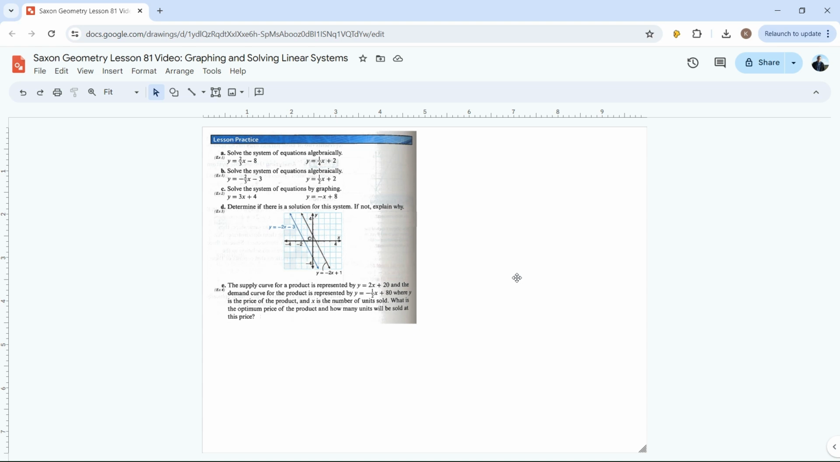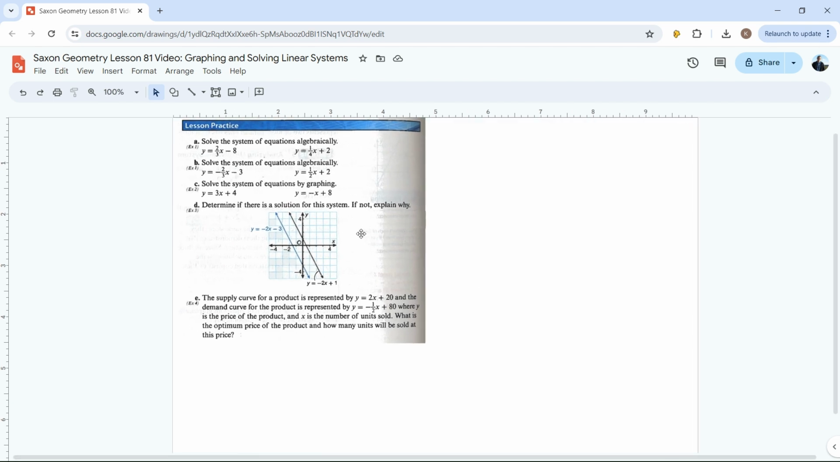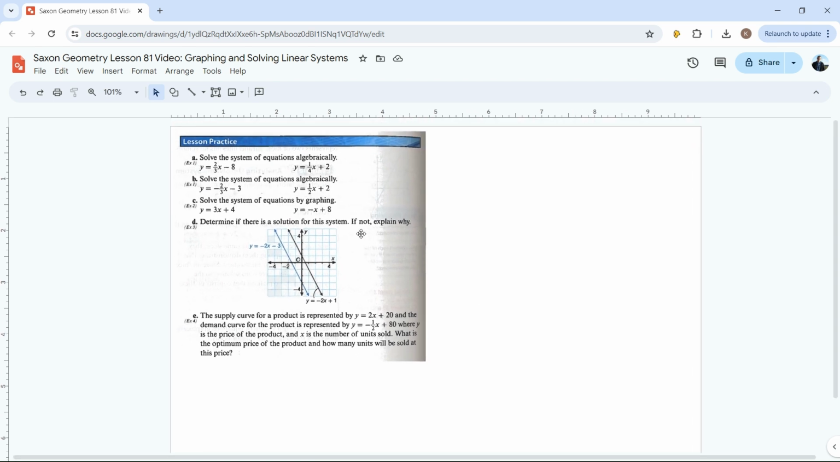Hey, geometry students, in this lesson, we are going to be graphing and solving linear systems. This is a review lesson from what you learned in algebra, okay? And we learned that there are three ways to solve systems of equations.